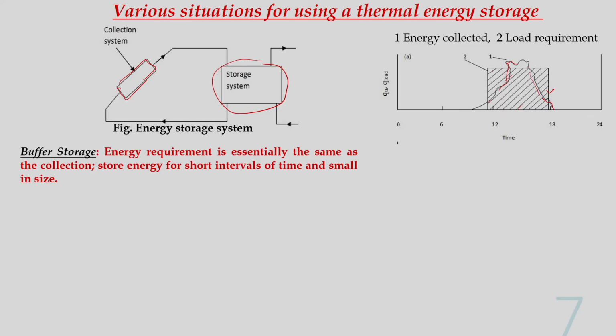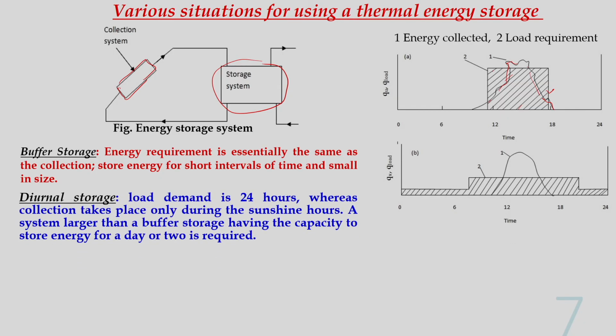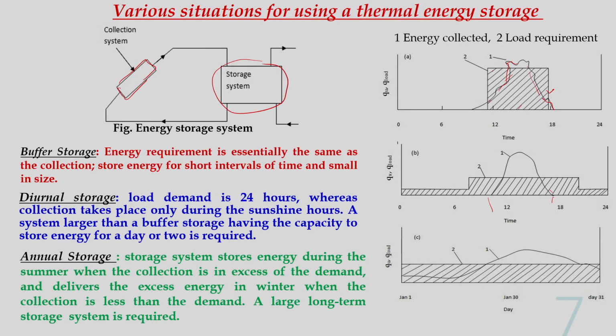Okay. Let us study the next situation, the diurnal storage. What happens? Our energy collection is in this period, okay, and then the requirement is throughout the day. Okay. So, for this kind of configuration, a system larger than a buffer storage, having the capacity to store energy for a day or two, is required. Okay. The third situation is annual storage.